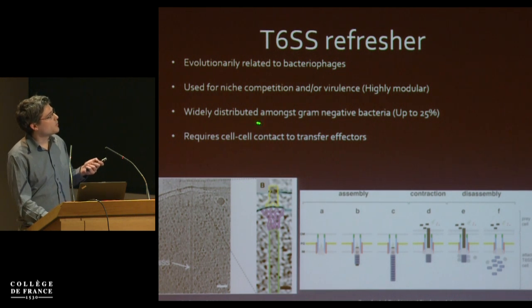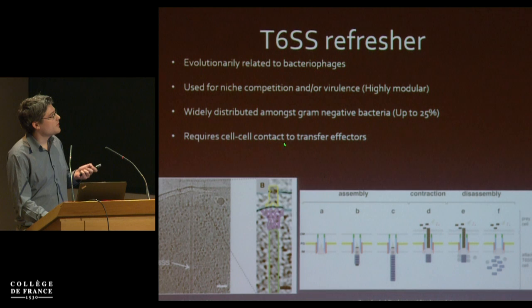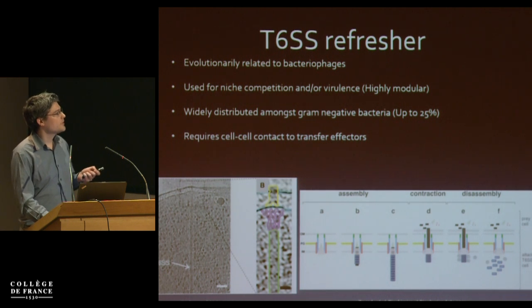So type 6 systems are widely distributed amongst gram-negative bacteria, with some estimates ranging up to 25% of all gram-negative bacterial species having a type 6 secretion system. They require cell-to-cell contact to transfer effectors, and you can really see they create these very long, elongated structures in the cell.